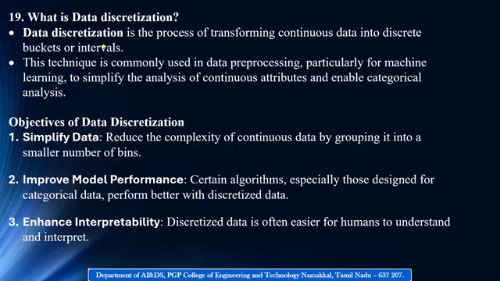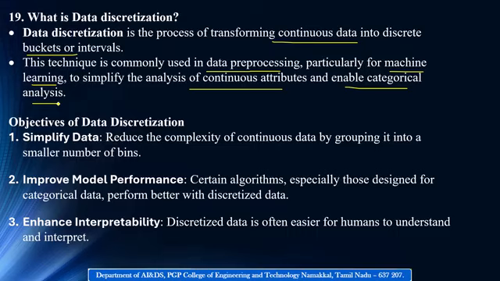Data discretization is a process of transforming continuous data. The data which is coming continuously, we are dividing into discrete buckets or intervals. This technique is commonly used in the data pre-processing stage, particularly for machine learning. So if you're going for machine learning, you definitely need to do data discretization. It is very useful for analysis of continuous attributes and enables categorical analysis.